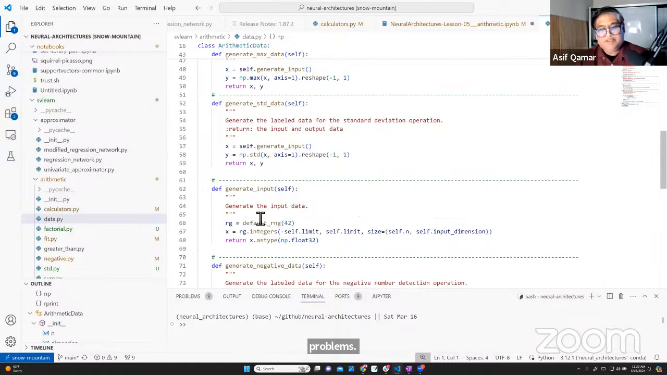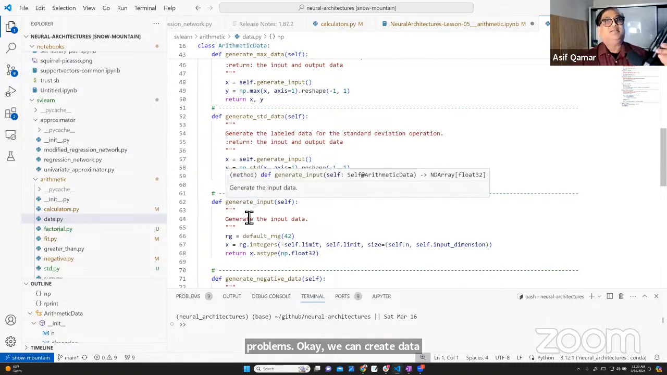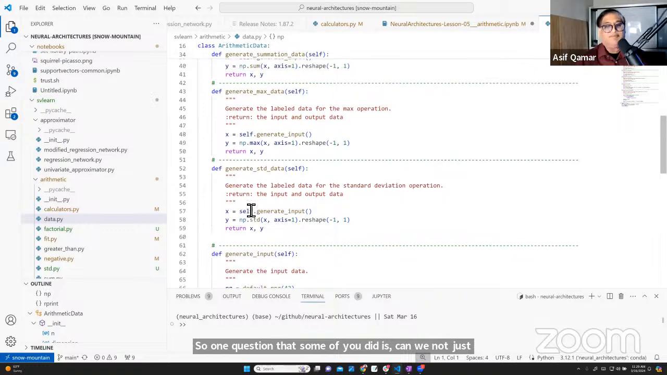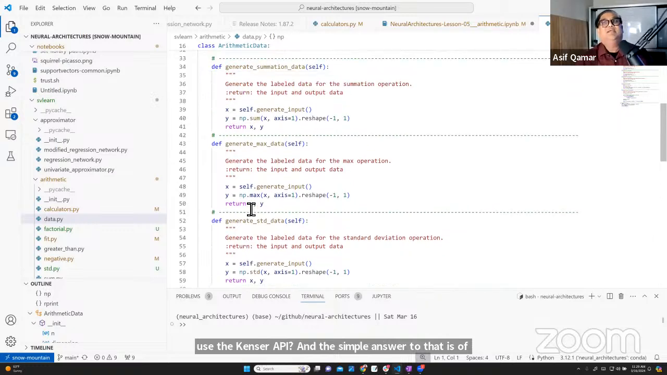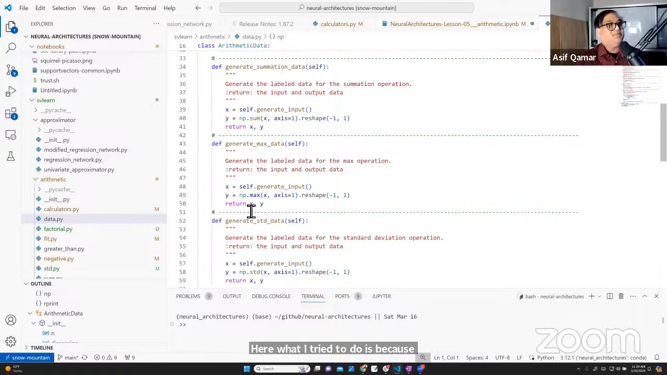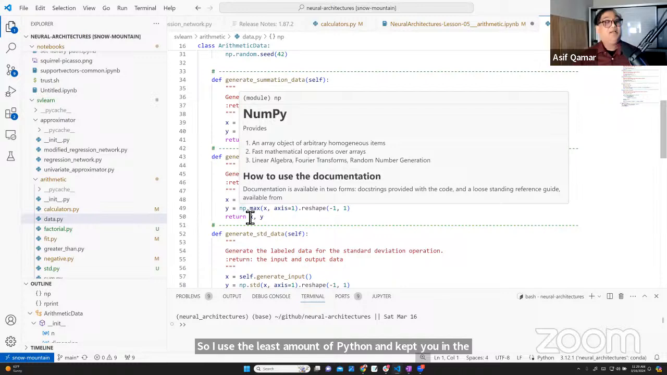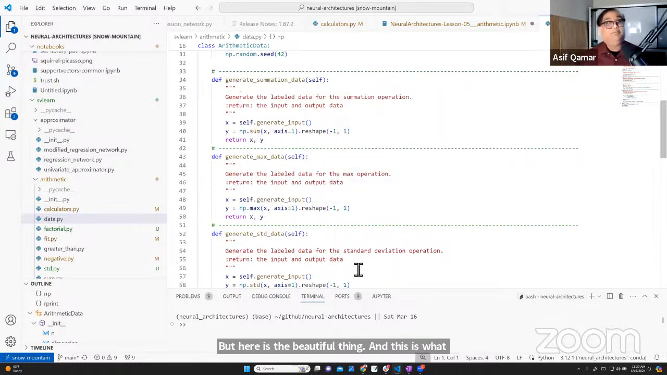Yeah. So one question that some of you asked is, can we not just use the tensor API? And the simple answer to that is, of course, you can use it. Here, what I tried to do is, because the whole point is that these are baby steps with Pytorch, I used the least amount of Pytorch and kept you in the familiar NumPy and scikit-learn territory. But here is the beautiful thing, and this is what made people really love Pytorch. Pytorch has put in a lot of effort to be literally function API compatible with NumPy. So everywhere that you see the word NumPy here, np, just replace it with the word torch. It will still work. Do you see the beauty of it?